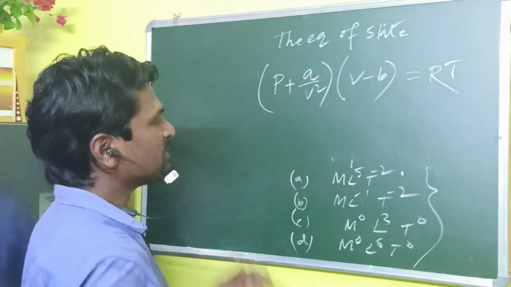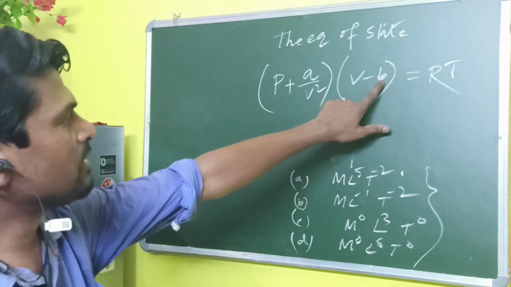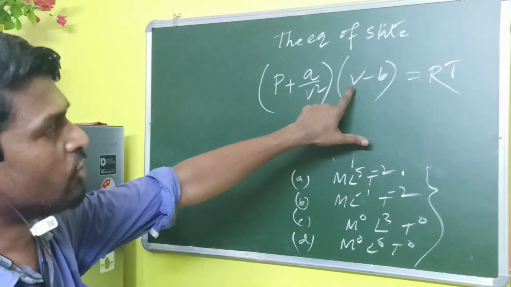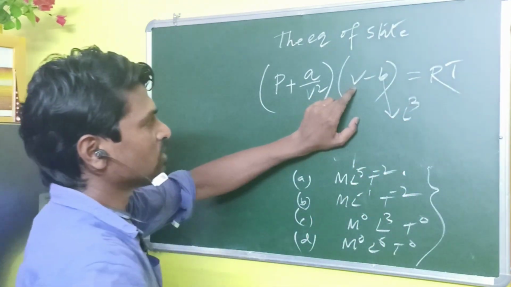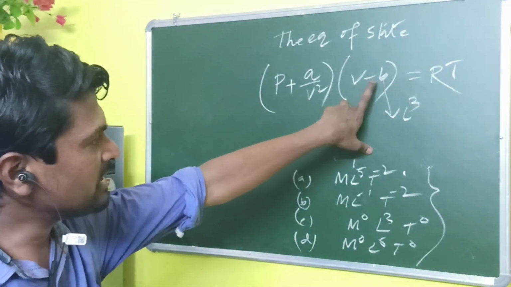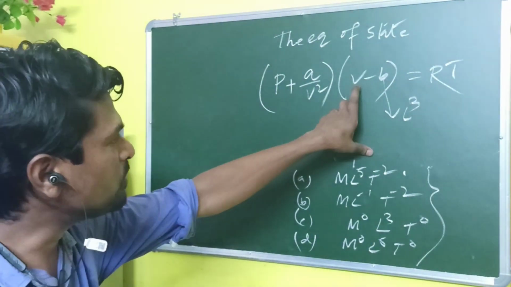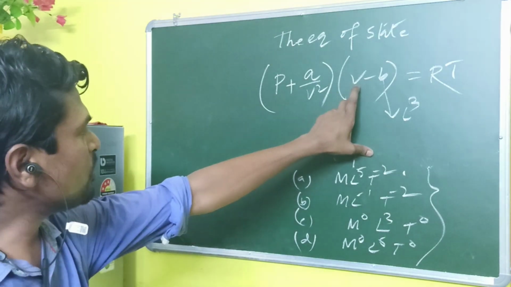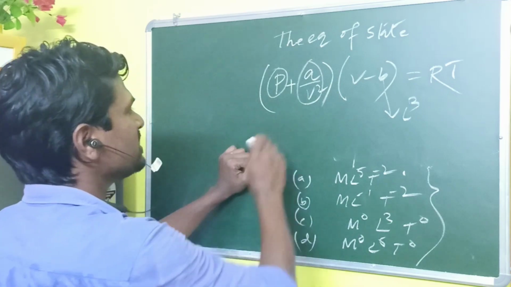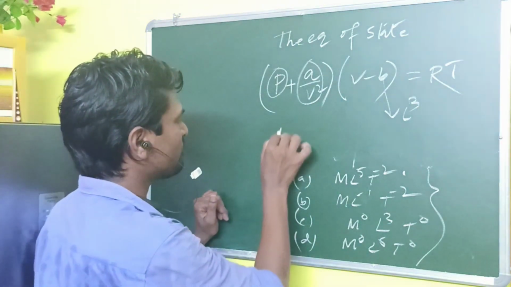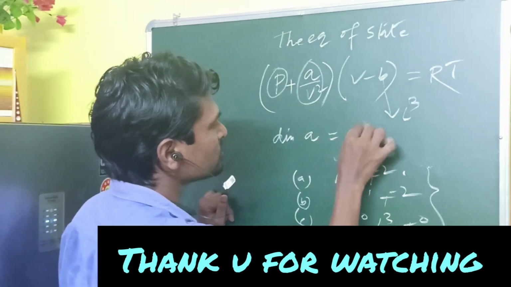So from the principle of homogeneity, if I ask what is the dimension of B, then you can say easily it is volume, that is L cube. Why L cube? Because the same physical quantity can be subtracted or added. That is the principle of homogeneity. So we can say that the dimension of these two terms are the same. So the dimension of A equal to P into V square.